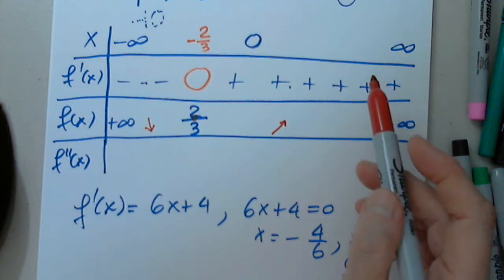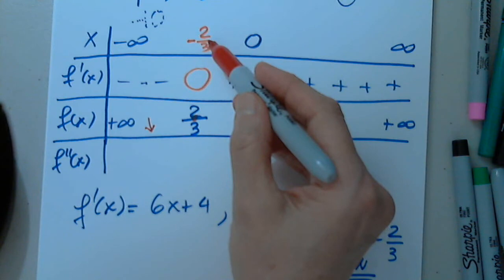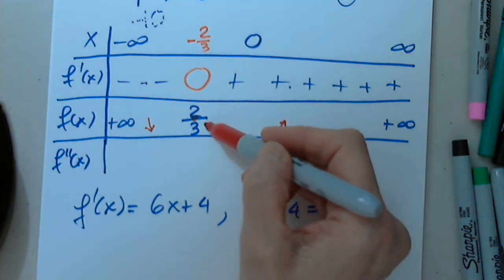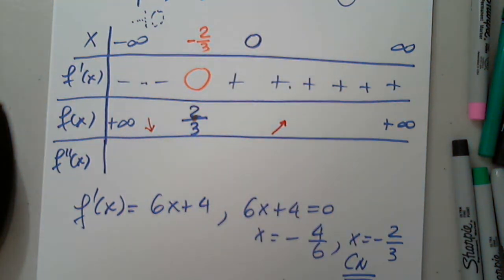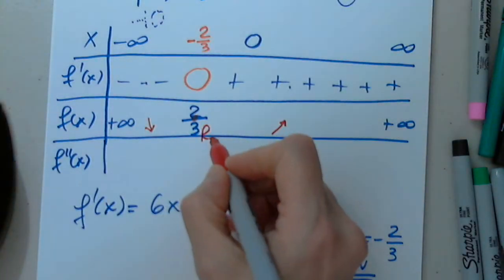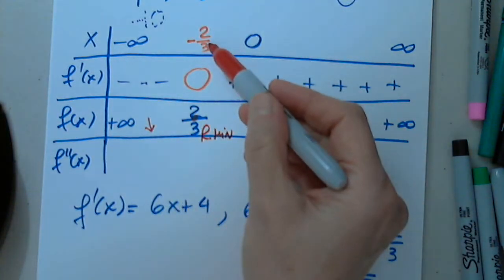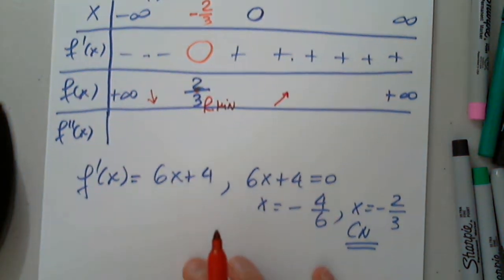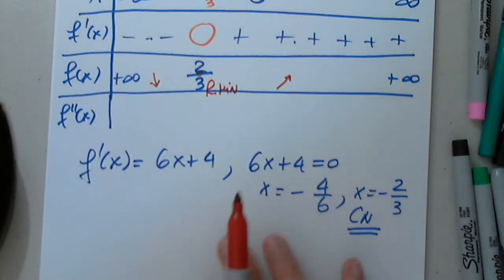Yes. Perfect. So we know that this point, negative 2/3, comma 2/3, is what type of point? And I have to write it right here next to it. A minimum. Very good. Awesome. So this is a relative minimum, negative 2/3, comma 2/3.